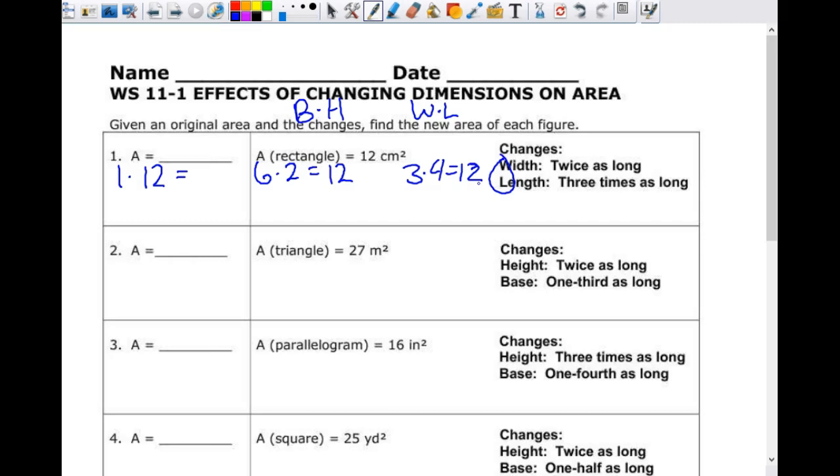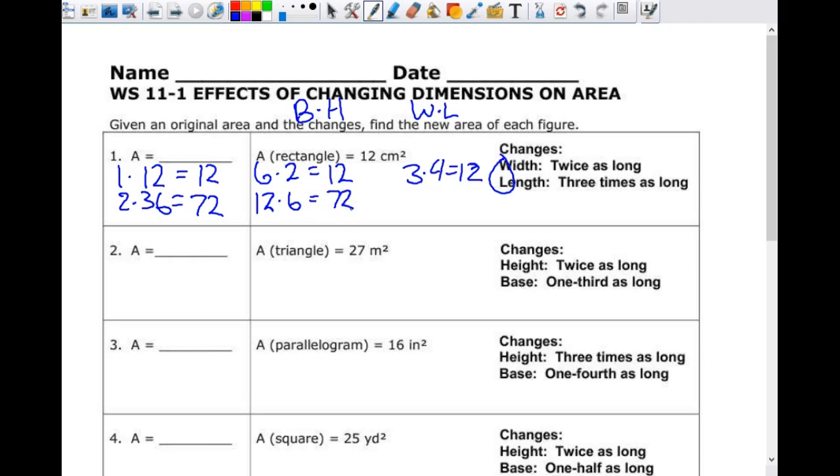Well, we're multiplying the first one by 2. Twice as long. Twice as big as 1 is 2. 3 times as long as 12 is 36. So that's equal to 72. Twice as long as 6 is 12. 3 times as large as 2 is 6. 72 again.